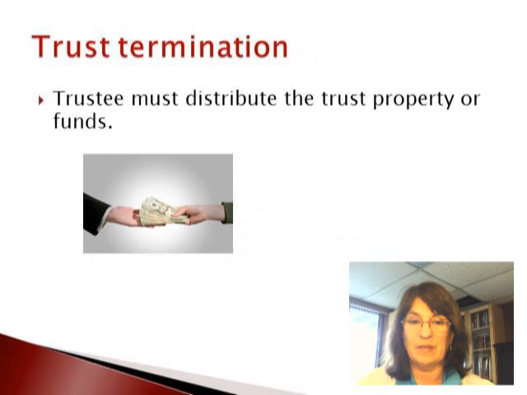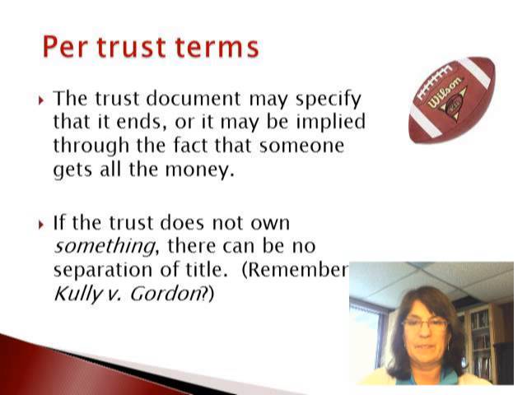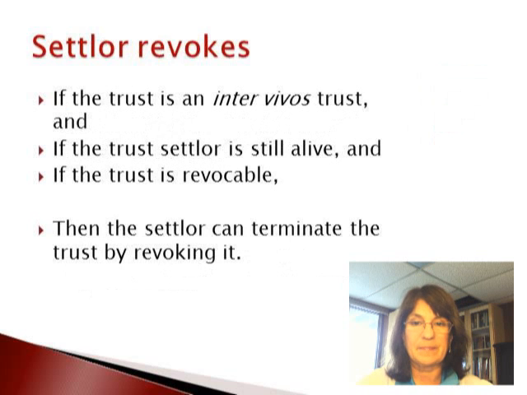So when the instructions say that the trustee has to distribute everything, that's the end. Now, when is this? Well, when the trust document says to terminate. For example, distribute the trust principal to B, remainder to B. That means the trust exists until A dies, and then it terminates and the trustee pays everything to B. According to the trust terms, the trust document might specify that it ends, or it may be implied through the fact that somebody gets all the money. Or if the trust does not own something, there can be no separation of title. So if we've paid everything, then we don't have separation of title and we don't have a trust.